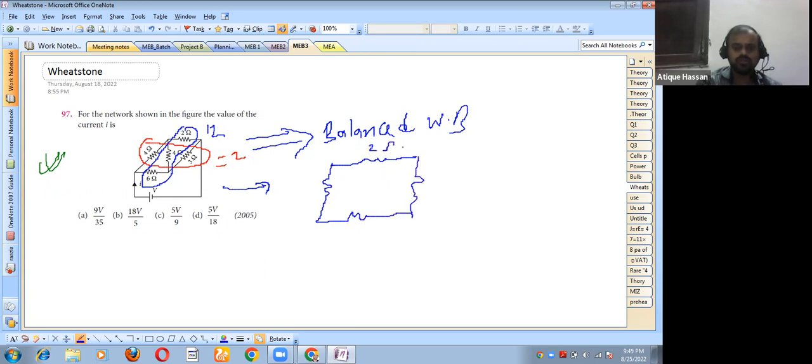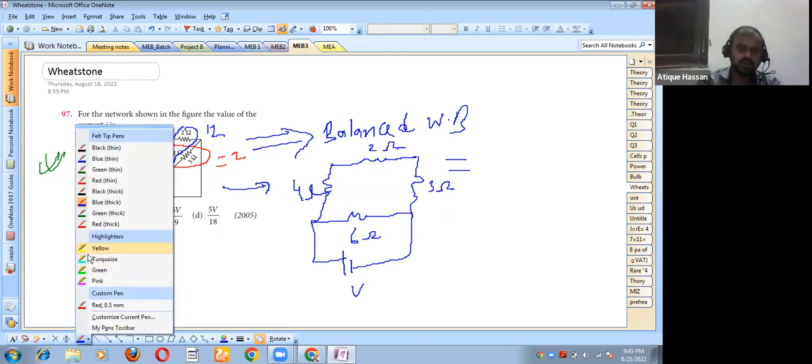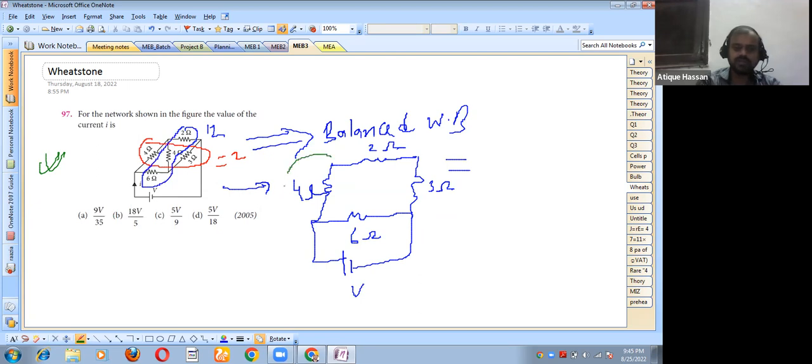This is 2 ohm, this is 3 ohm, this is 6 ohm, and this is 4 ohm. Middle resistor will be removed, and now it is connected to a battery of EMF V. So we can easily find equivalent resistance. How to find the equivalent resistance? First, find equivalent resistance of these two resistors. These are in series, so it will lead to 6 ohm, and these also in series.